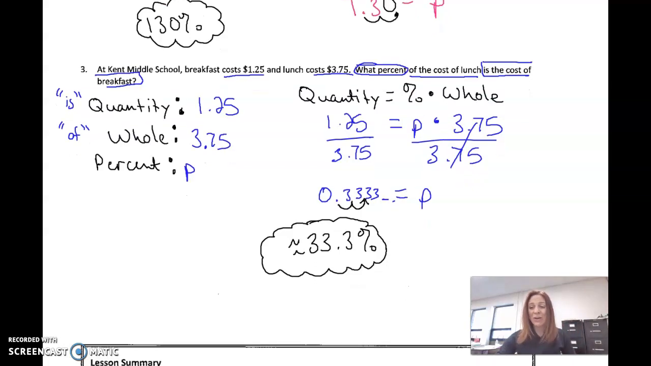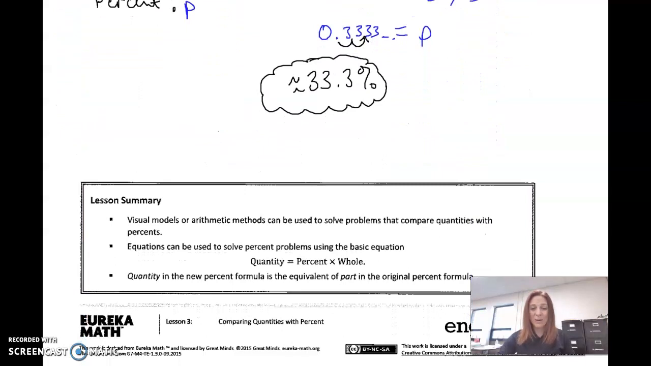Okay. So with all of this, ladies and gentlemen, if you can just remember your formula, okay? And if you use the hints "of" and "is" to help you figure out those numbers, you'll be able to solve for the missing piece. In this case, it's been percent, but for any of the missing values.